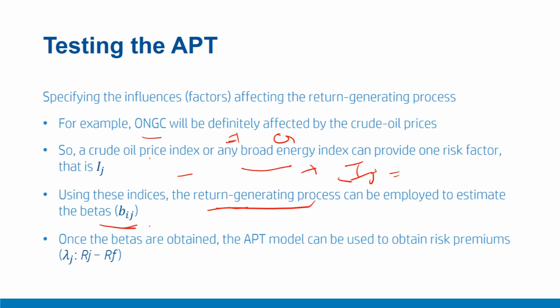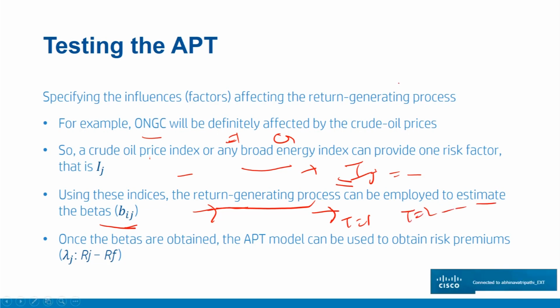So these BIJs are the sensitivities of the security towards these pre-decided or specified factors such as oil and gas index, inflation, and so on. These are time series regressions of individual securities over time, as we discussed, t equal to 1, t equal to 2, and so on for each of the securities.